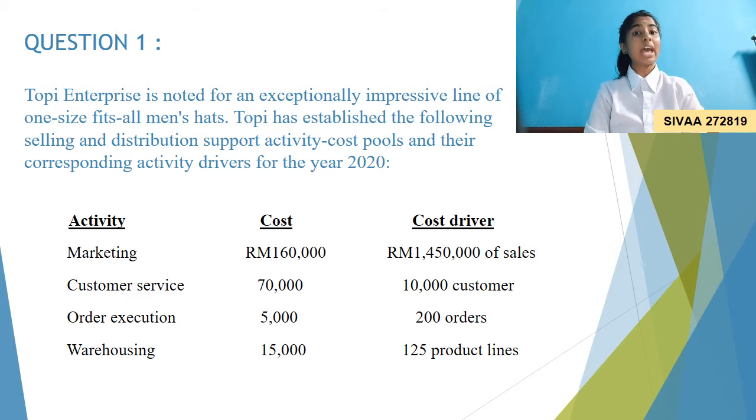Based on the activity, marketing costs RM160,000 and the cost driver is RM1,450,000 of sales. Then customer service costs 70,000 and the cost driver is 10,000 customers. Then order execution costs 5,000 and 200 orders. Then warehousing costs 15,000 and the cost driver is 125 product lines.